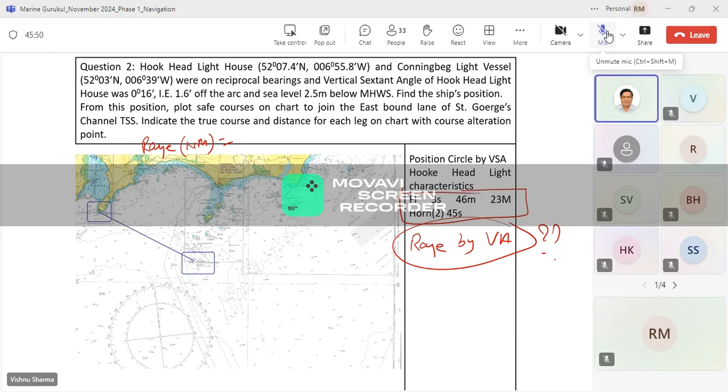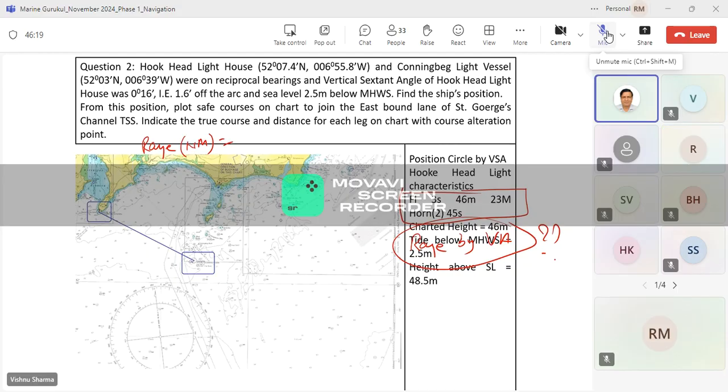Guys, everybody knows how to get the range by vertical angle, yes or no? Yes, sir. Now, charted height is 46 meters. Level is 2.5 meters below mean high water spring, because mean high water spring is the level from which heights are given. So the height will increase. So the height of the light will be 48.5 meters.